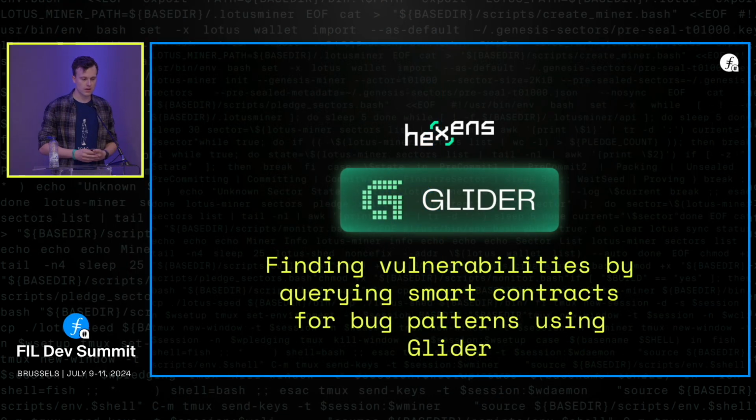Yeah, welcome to my talk. Today I wanted to talk about Glider, what Glider is and how I've been able to use it to find vulnerabilities. We can use Glider to query smart contracts for any kind of bug patterns and use this to find, for example, vulnerabilities.